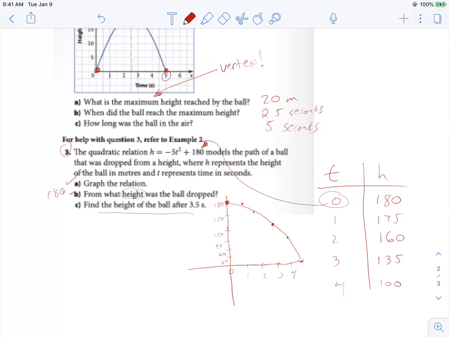Find the height of the ball after 3.5 seconds. You could look at your graph, but that's not very accurate. A better way is to take that 3.5 and put it in there. So that's what we're going to do. h = -5(3.5)² + 180. For that, you're definitely going to need your calculator. So take out your calculator and let's do the math. And I got a height of 118.75.